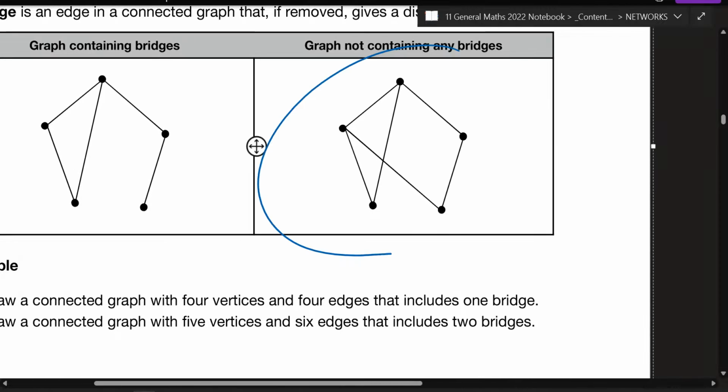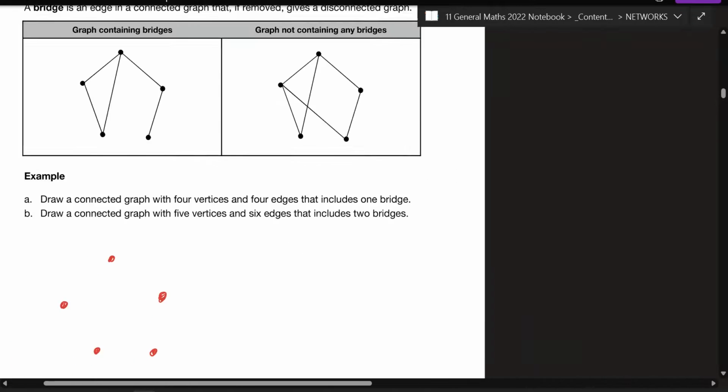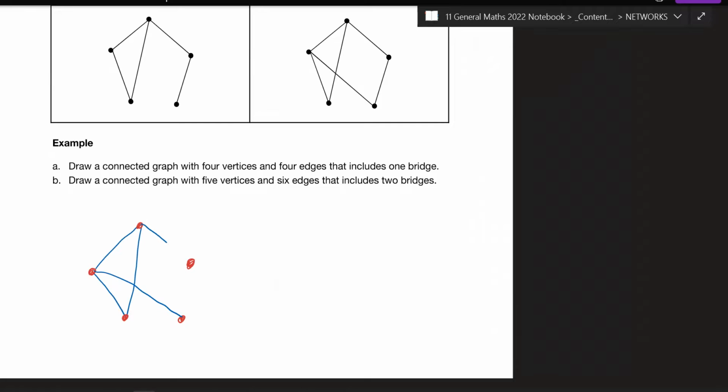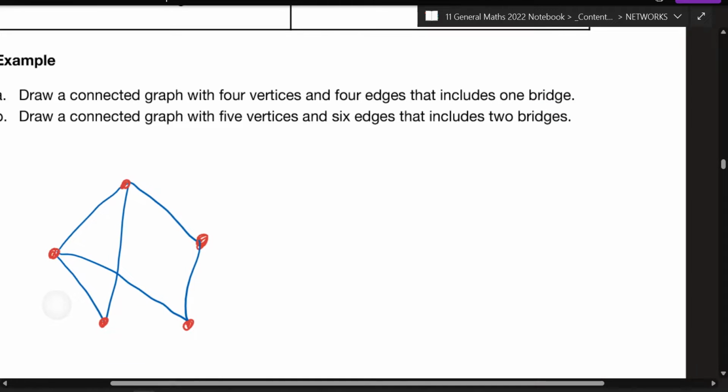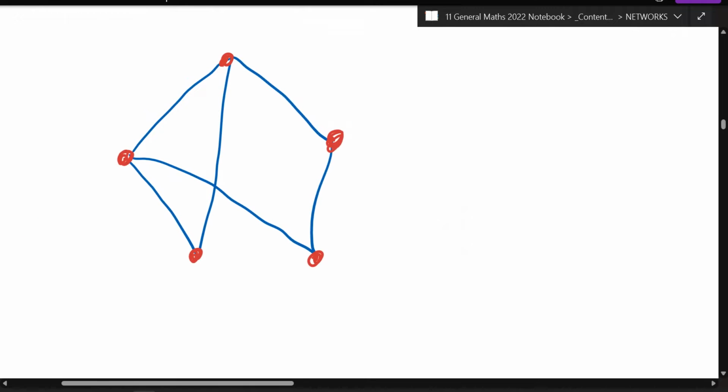However, this graph here doesn't have a bridge. Let me redraw it here so I can show you why. Connections here, there, there. Okay, so why doesn't this graph have a bridge? Anyone want to tell me why? Why doesn't this one have a bridge? Anyone know?